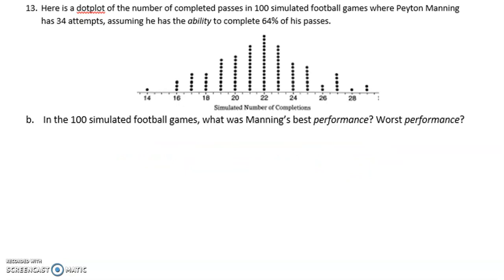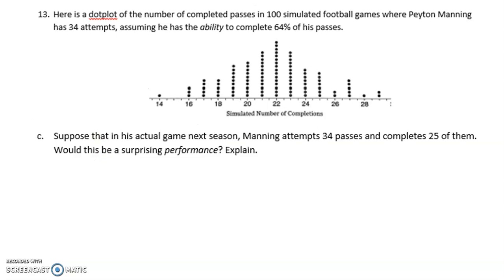So in the 100 simulated games, what was his best performance and what was his worst performance? So his best performance was 30, and his worst was 14. So if in his actual game, he attempted 34 and completed 25, would that be surprising? Well, if you look up at the dot plot, you see 25s right here, right in the middle of the range. So we would say no.